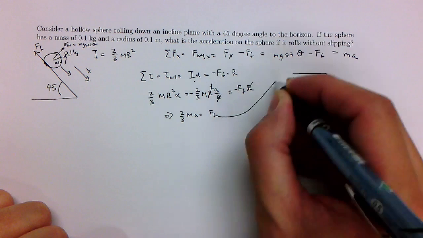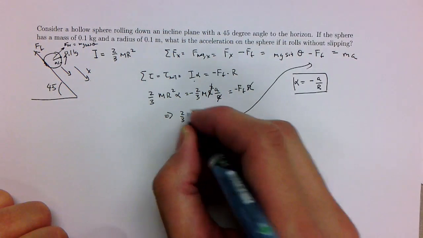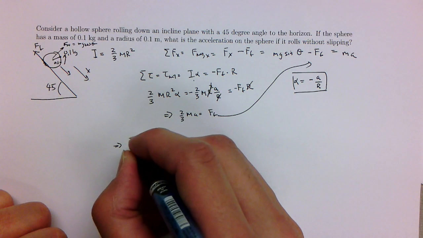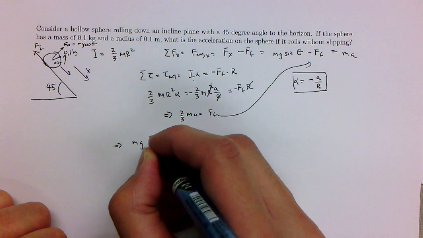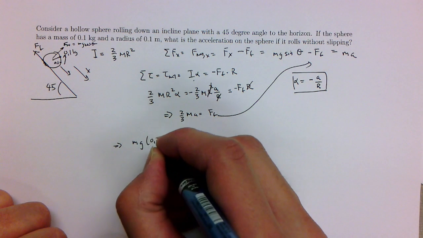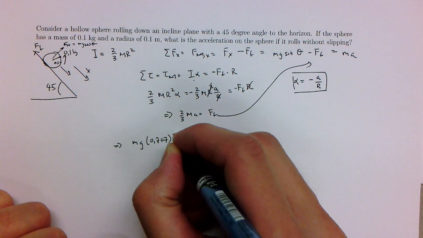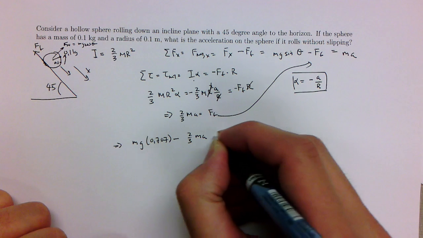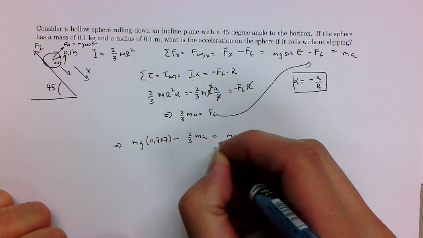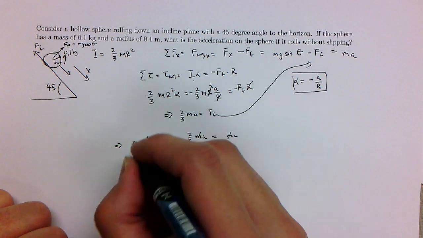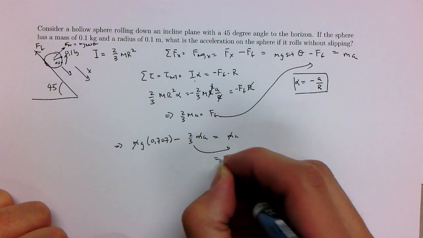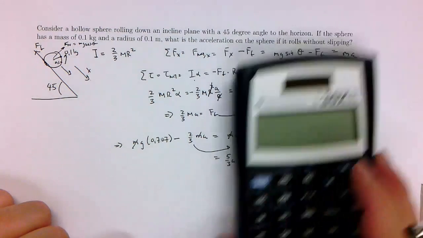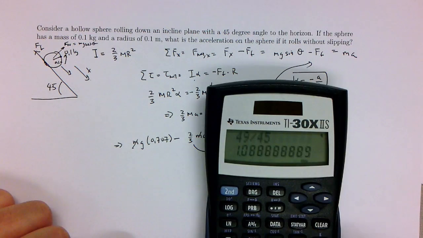Let's take this and plug it in there. All the m's are the same. So what I end up getting is m times g times sine of theta, which is 0.707, minus 2/3 ma is equal to ma. All the m's cancel out. Let's bring this aside. This is going to be 5/3 a is equal to 0.707 times g. Let's figure this thing out.